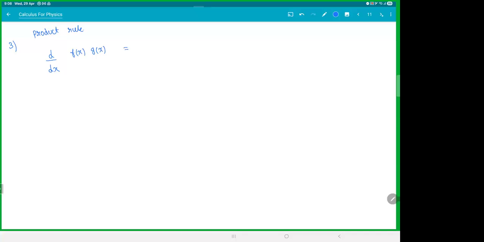When you differentiate one function, let's say you differentiate f of x, g of x will wait outside. So g of x into f prime of x. And when you differentiate g of x, f of x will be outside. So when you differentiate one guy, the other guy will stay outside.